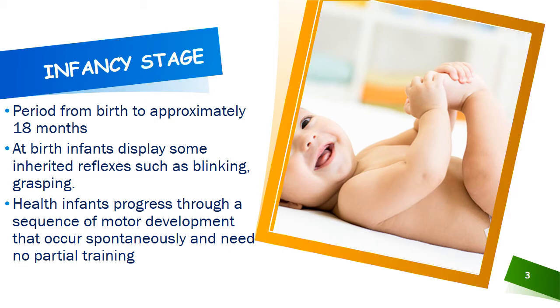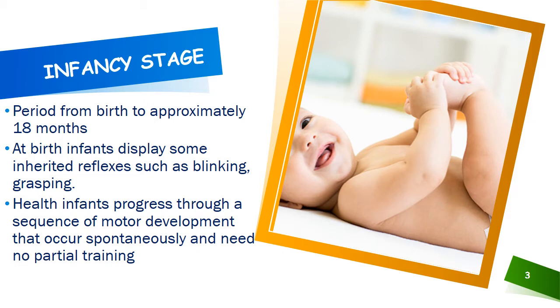So a healthy infant should progress through a sequence of motor development that occurs simultaneously, and there is no need for spatial training. These are things which the child can never be taught. So a healthy child should be able to grasp and perform reflexive actions such as crying, blinking of an eye, grasping of things, moving of limbs. All these things should be seen at the infant stage.